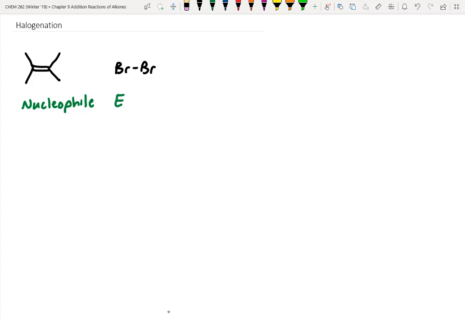Let me erase this. And a lot of times people will ask me, well, why is elemental bromine, in this case, an electrophile? There's not even a net dipole. And it's a really good question. The reality is bromine is a pretty large atom, especially relative to chlorine and fluorine. That means that it's highly polarizable. What does that mean?